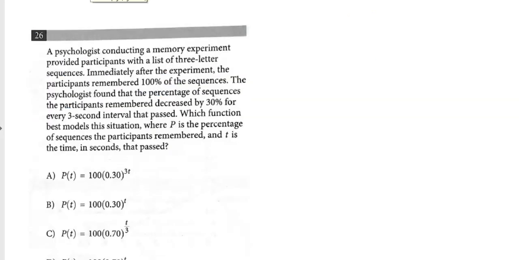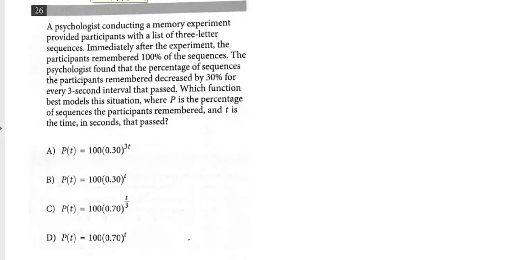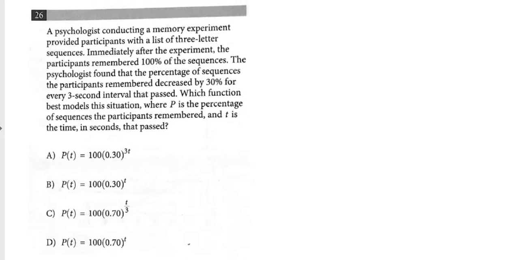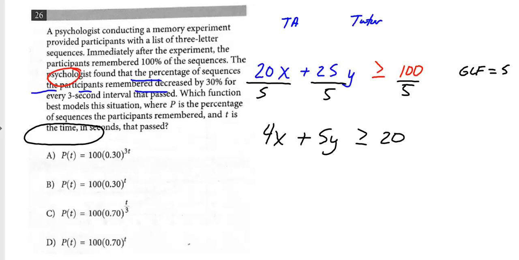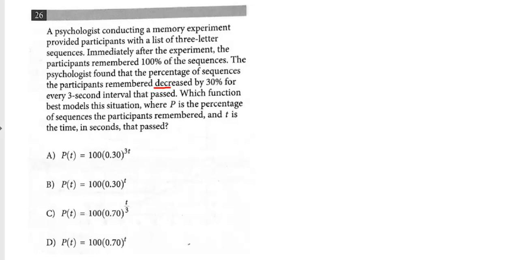All right, number 26. Let's see what we got going for 26. A psychologist conducting a memory experiment provided participants with a list of 3-letter sequences. Immediately after, people could remember 100% of it. But then they found that that percentage decreased by 30%. All right, so I want to highlight that. We decreased by 30% for every 3-second interval. So every time 3 seconds went by, we lost 30% of our memory there. Which function best models the situation where p is the percentage, t is time in seconds?